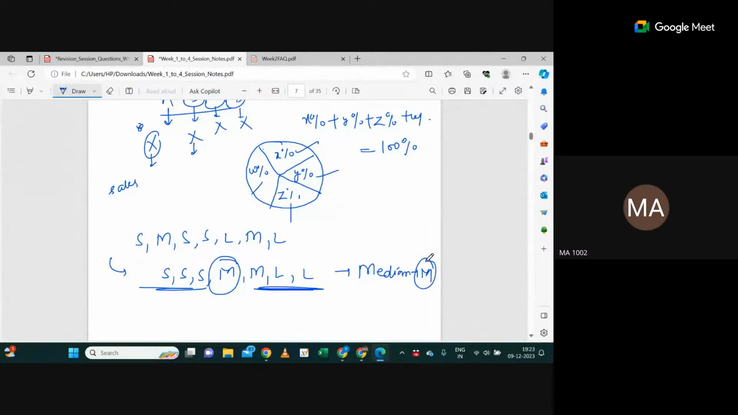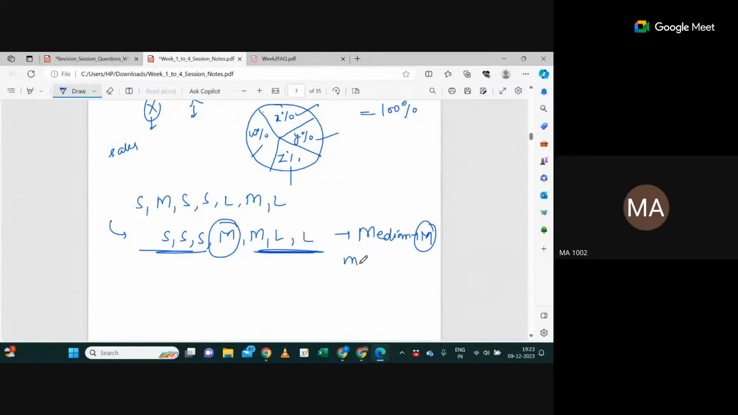And what is the mode? Mode means which occurs more frequently. What is the mode? Tell me which will be the mode. S. Yes, because S occurs more number of times, right?